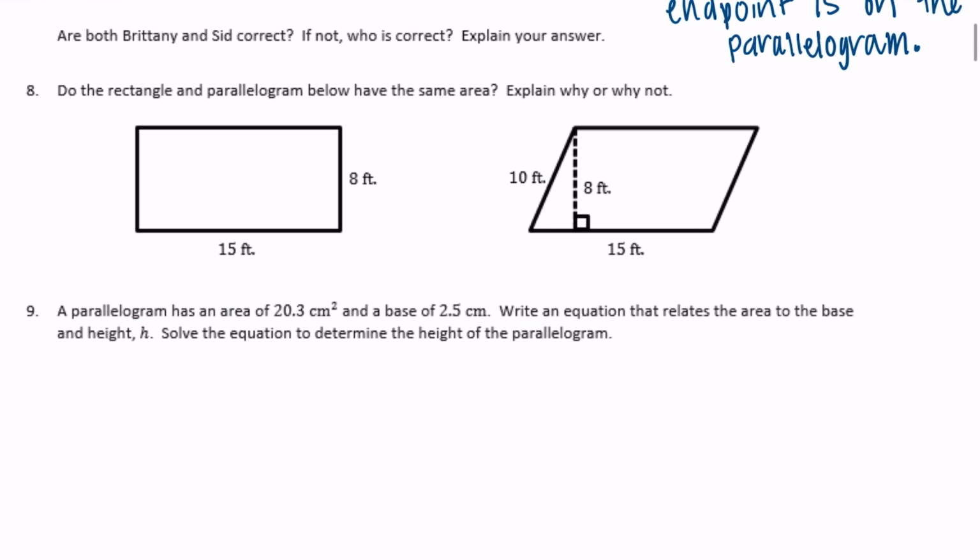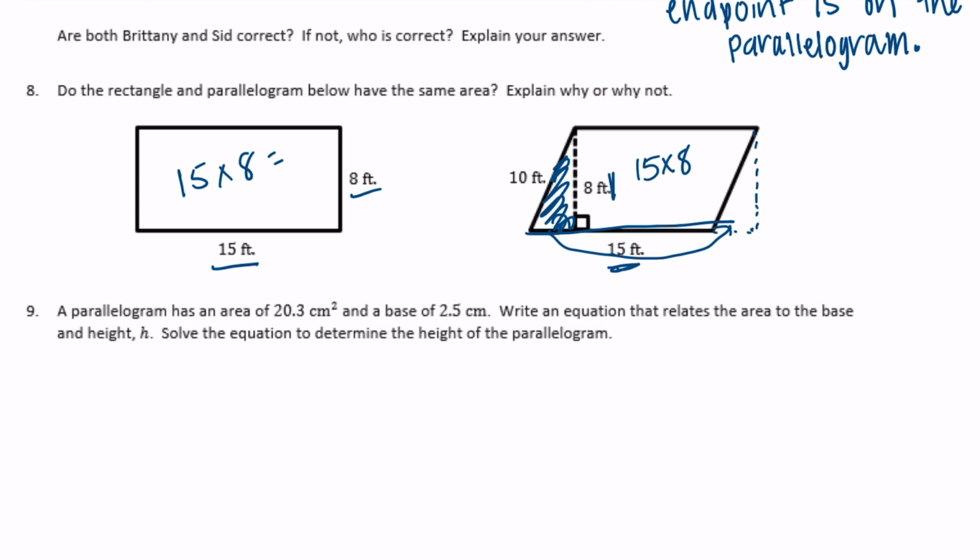Number 8. Do the rectangle and parallelogram below have the same area? Explain why or why not. Okay, so the rectangle we know would just be 15 times 8, base times height. This parallelogram here, the base is 15, the height is 8. So again, we would do 15 times 8. So yes, they would have the same area, because technically, remember you can take this piece off. And if we were to move it over here, it fits perfectly right there, which makes your rectangle. So these are the same area.